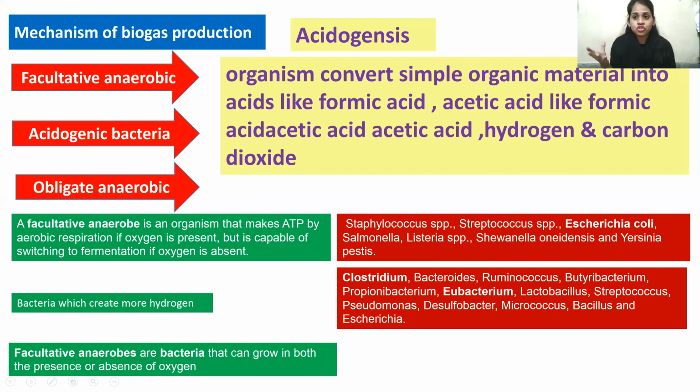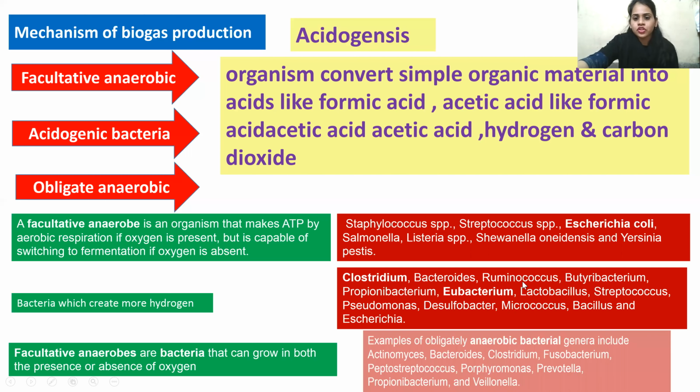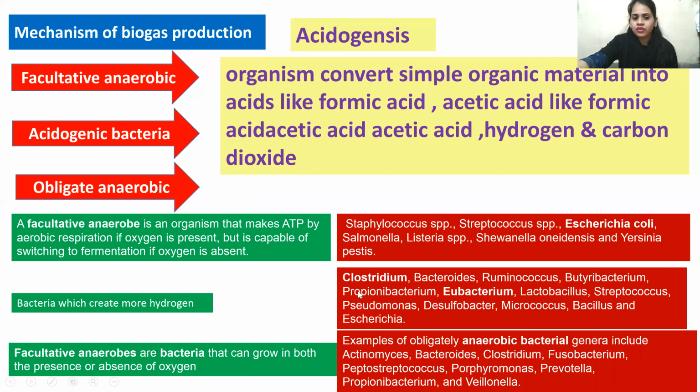Acidogenic bacteria are the bacteria that produce more hydrogen, which is why their name is acidogen. Okay, so these are a few other examples of these bacteria. See, there is no need to study these examples. Please understand, these examples are given just like that, you do not have to study them. You just have to remember that in acidogenesis there are certain bacteria which break down the simple organic matter.